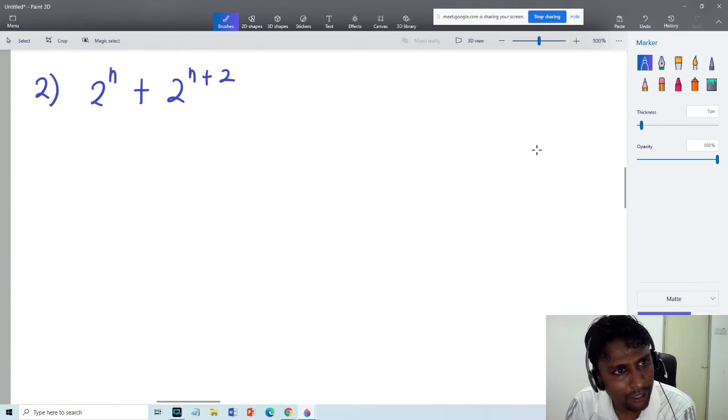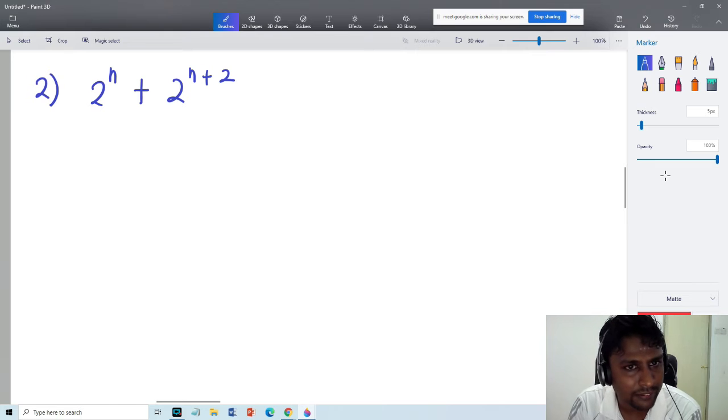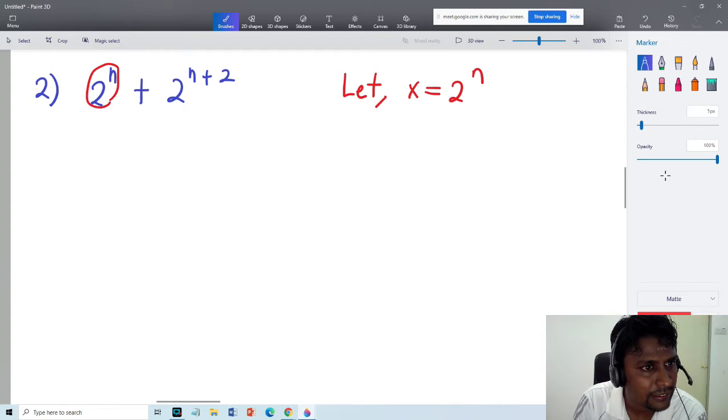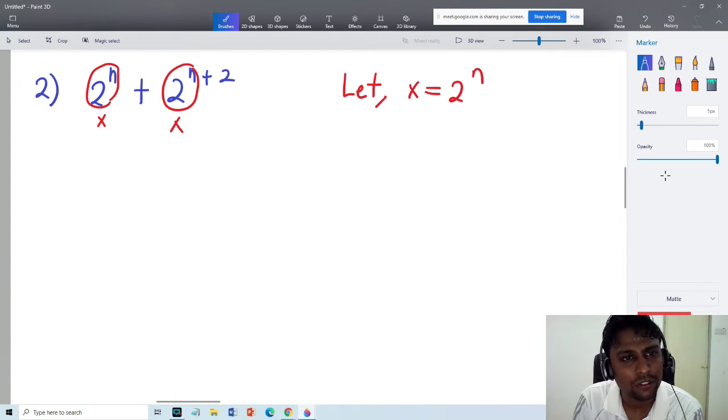You see, now the problem is, what is the x? You must think what you can put as x. Let's say we have x, we put as 2 power of n. So I consider this one as x, but the problem is I have plus 2. So now what are you going to do? We're going to separate this plus 2 into times.